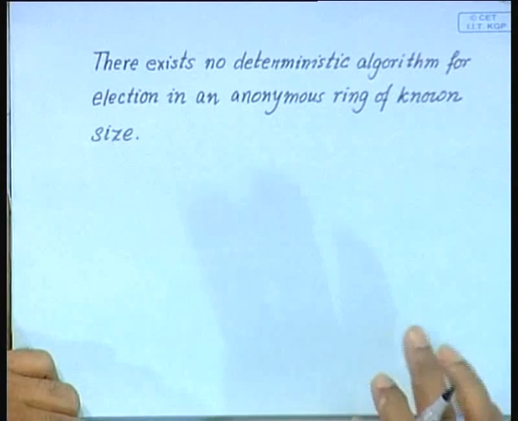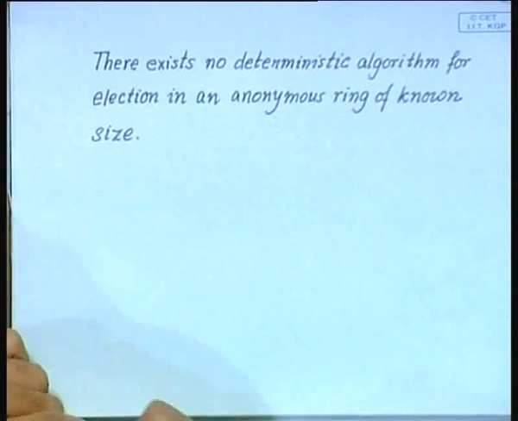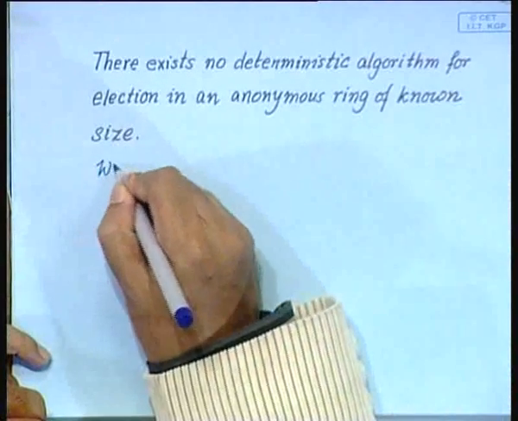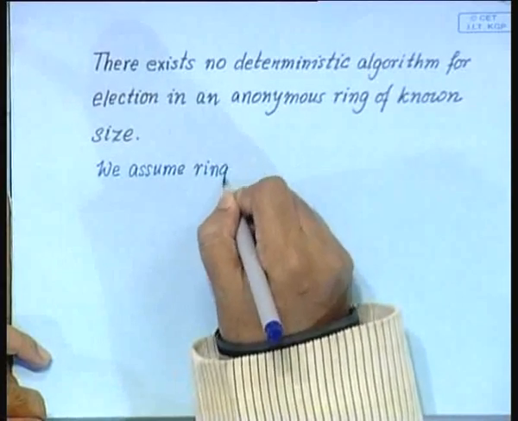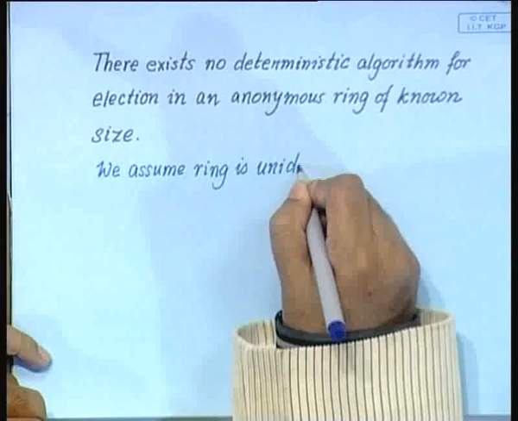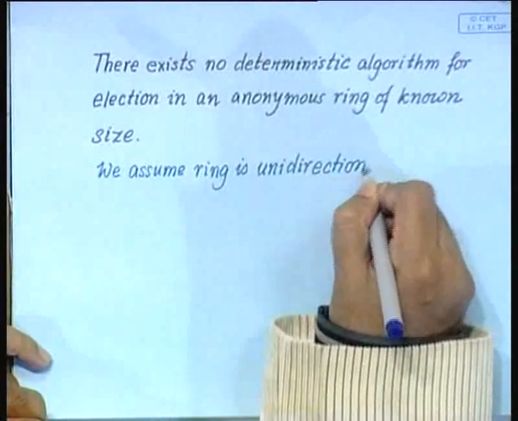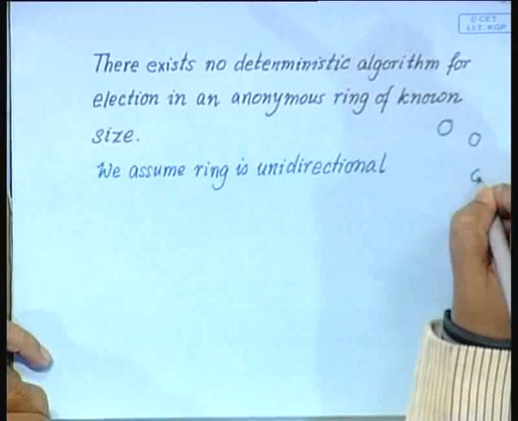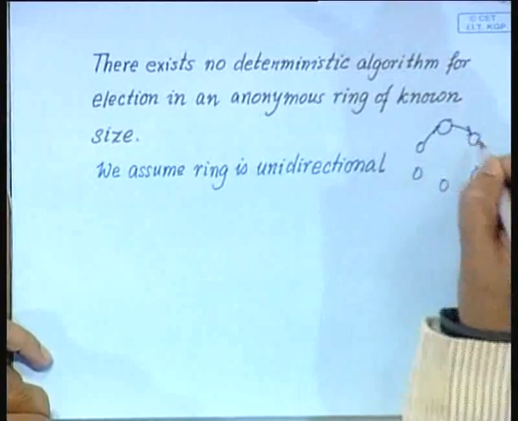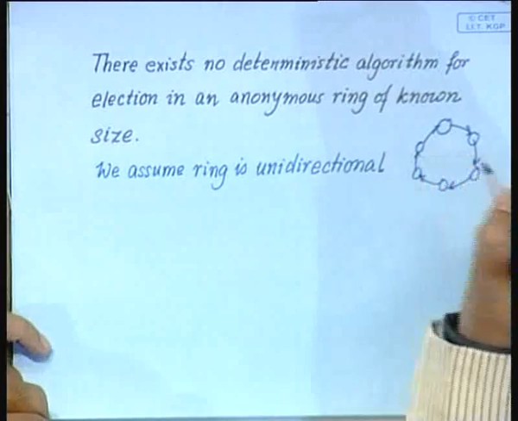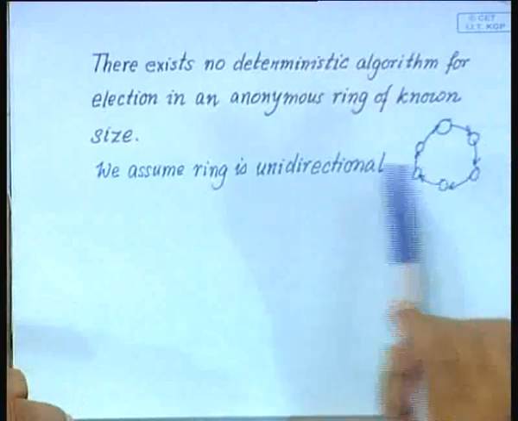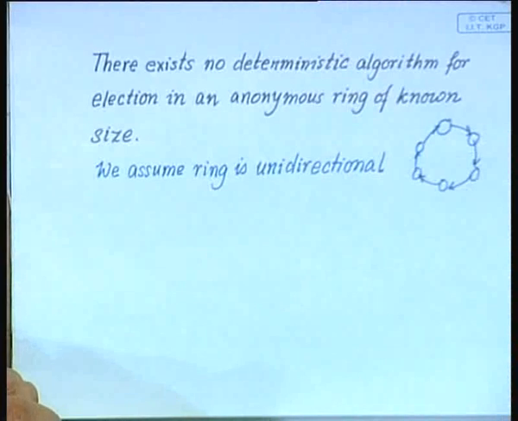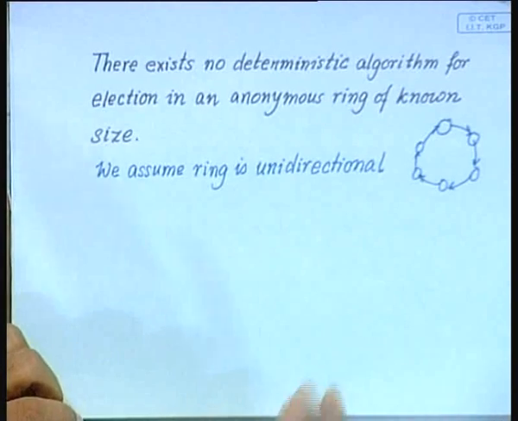To prove this, we will first assume that the ring is unidirectional. What do I mean by unidirectional? What I mean is that in the ring, the channels are all either clockwise or anti-clockwise. So, I cannot send messages in both directions on these channels. So, this is a unidirectional ring, and it is very easy to see that if this result holds for unidirectional rings, we can extend it without much difficulty to leader election in bidirectional rings. Okay.